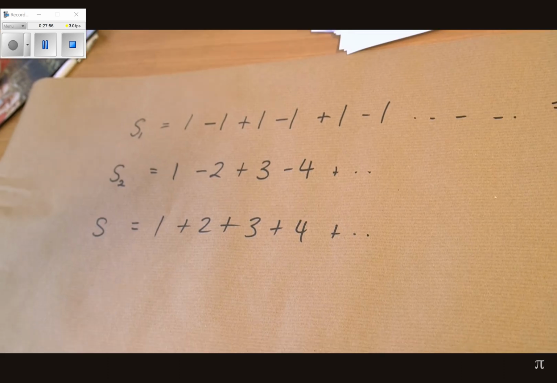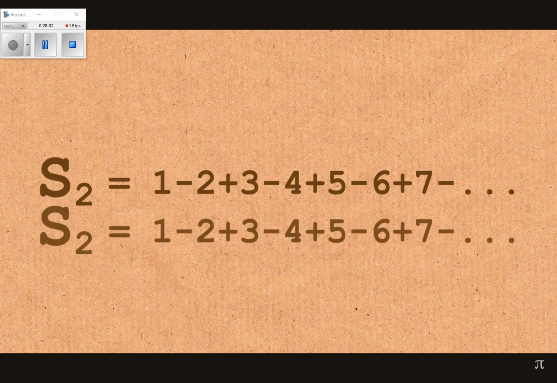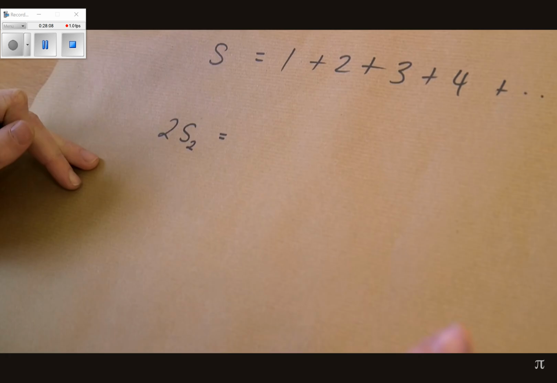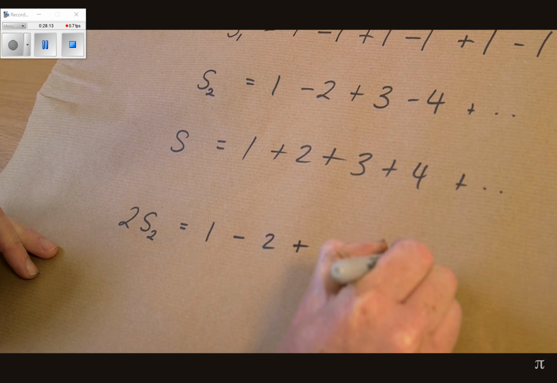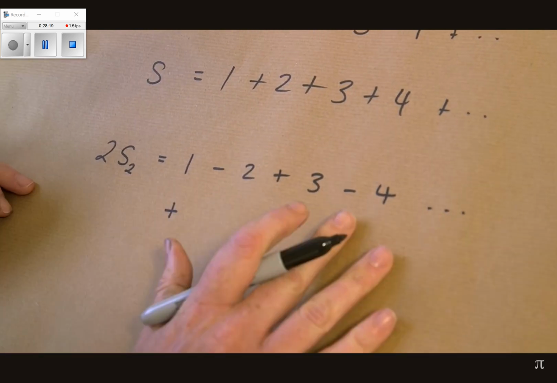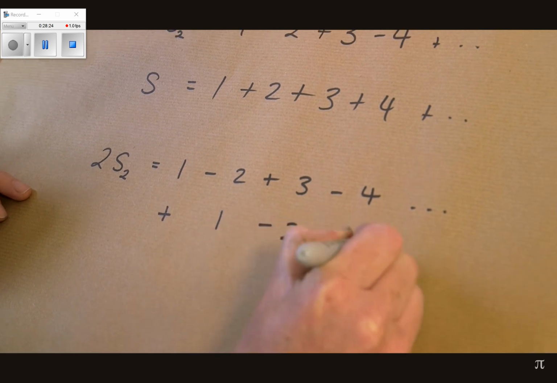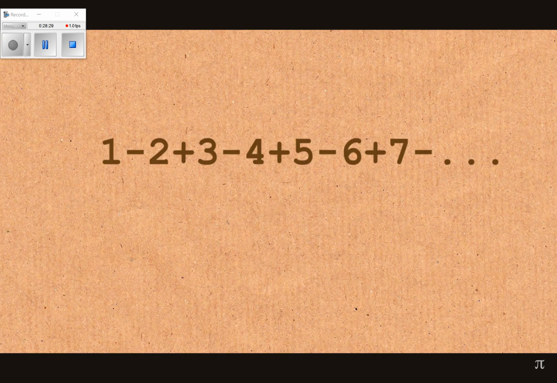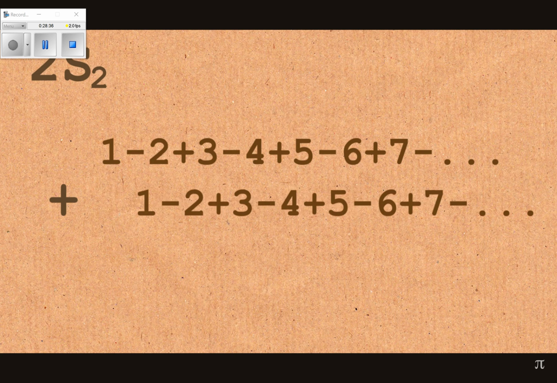So the next step is to find this sum. What I'm going to do is take 2 copies of S2, so I'm going to add it to itself. So 2 times S2 is equal to, let me just write it out twice: 1 minus 2 plus 3 minus 4, and so on. And then I'm going to add it to itself, but shift it along a little bit. So that's plus 1 minus 2 plus 3 minus 4 and so on. I've just taken 2 copies and added them together, but in a particularly nice way, pushing this one along slightly on the bottom.